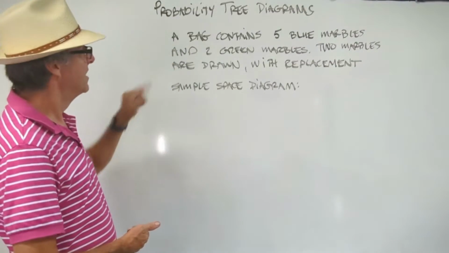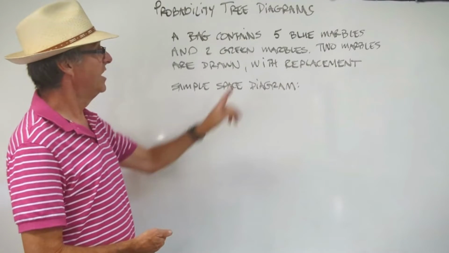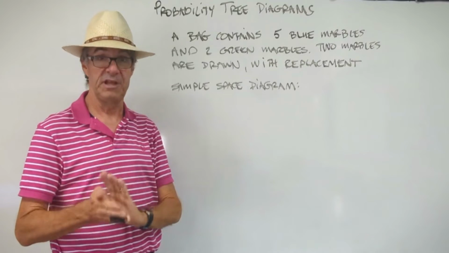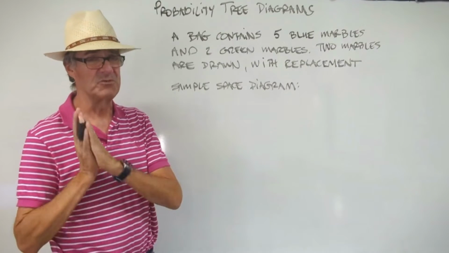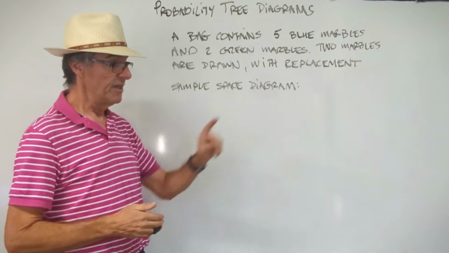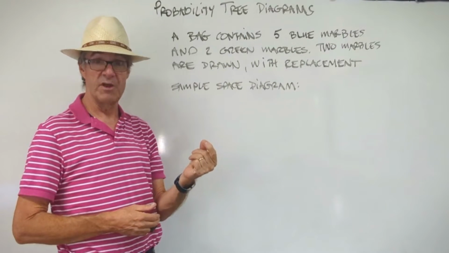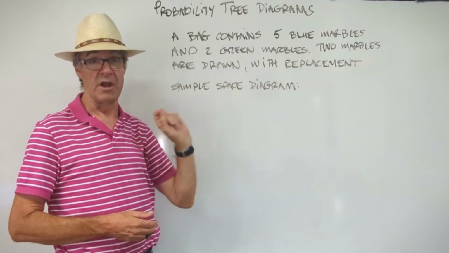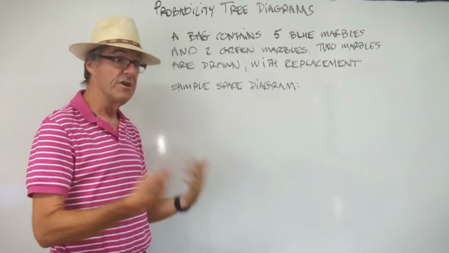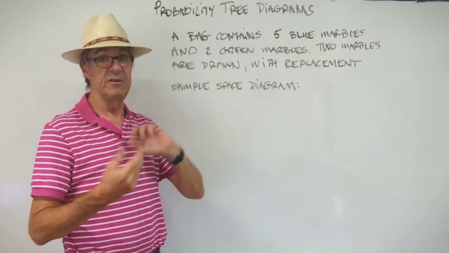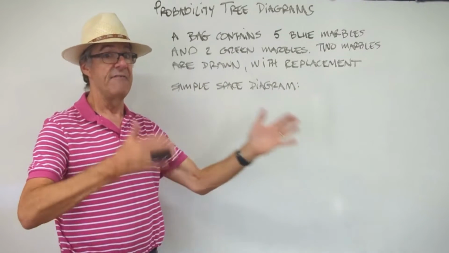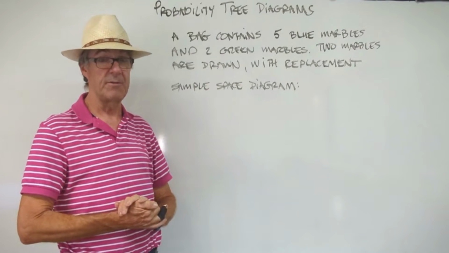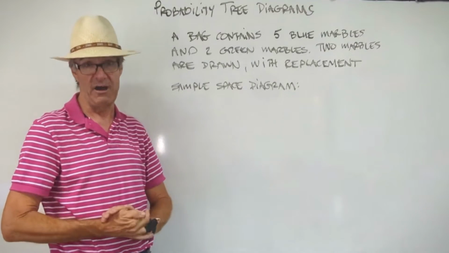Here's our example. A bag contains 5 blue marbles and 2 green marbles. 2 marbles are selected with replacement. Now let's talk about what that means. With replacement means that I'm going to draw 1 marble out, take a look at whether it's blue or green, put it back, mix them up, and then draw another one. So when you see that phrase, it means whatever you've drawn goes back in. If you don't see replacement, then your second draw is going to have different probabilities because we've taken 1 out.